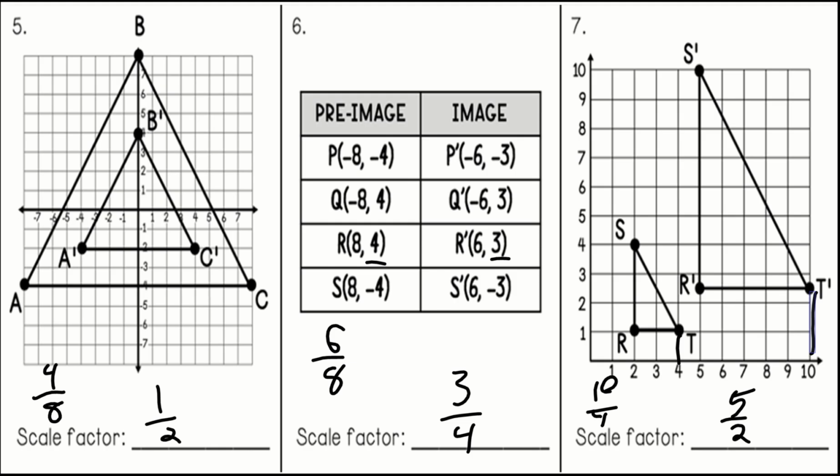You can use either x or y, but you want to do the image over the pre-image, and it has to match up the same each time. So if I use s, I got to use s prime. Okay? If I use x the first time, I got to use x the second time.